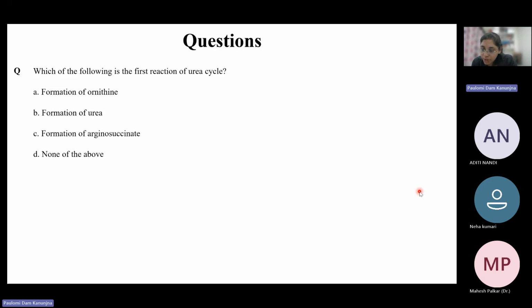Formation of citrulline, which is not in the options. So that's why the answer is none of the above. So you're basically saying D. Everyone is saying D. Well, the answer is correct for all of you. It's of course none of the above. But is the first step of the urea cycle the formation of citrulline, or something else?